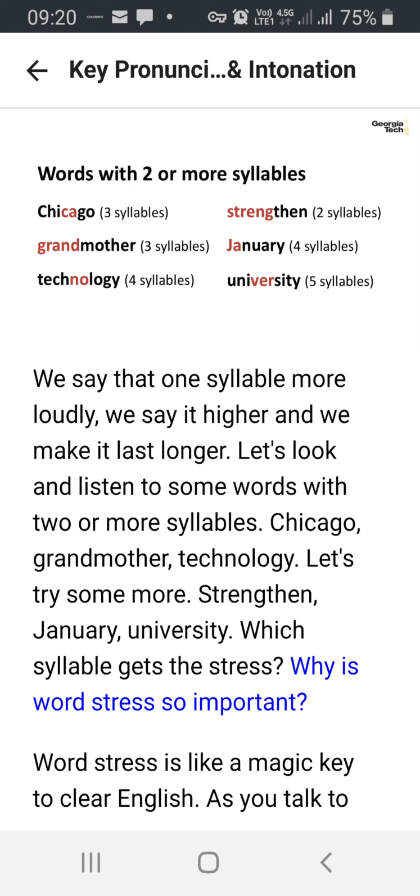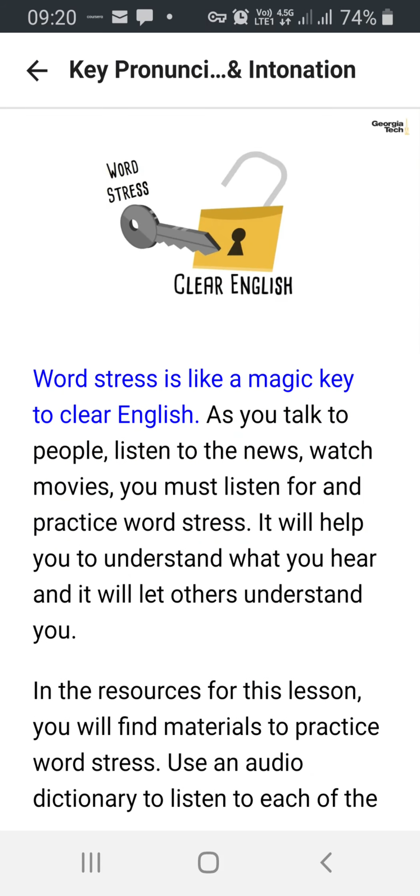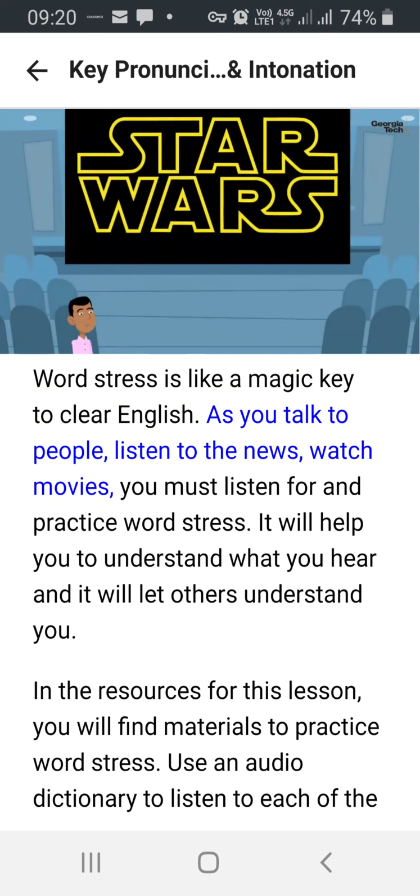Why is word stress so important? Word stress is like a magic key to clear English. As you talk to people, listen to the news, watch movies, you must listen for and practice word stress. It will help you to understand what you hear, and it will let others understand you.